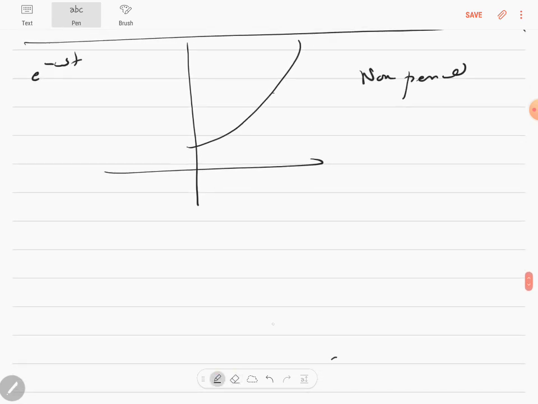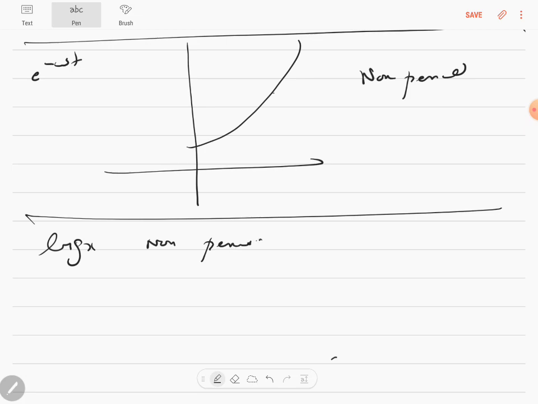Similarly, for the log function, the graph is not periodic. Log functions are non-periodic functions. It's not going to repeat itself. Okay, so that's about that. Next.